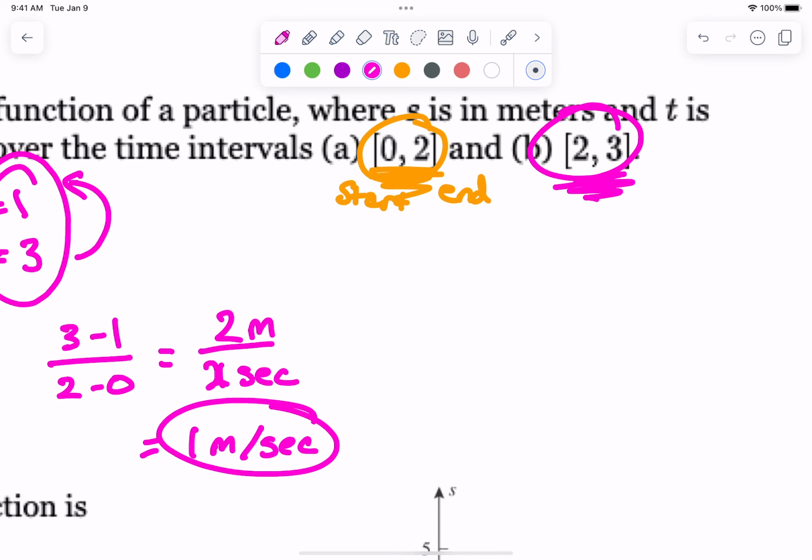But this is average speed. Do you think my average speed is going to be faster between 2 and 3 seconds, or average speed between 0 and 2 seconds? Faster, because you've been accelerating longer, right? So faster is what I'm guessing.